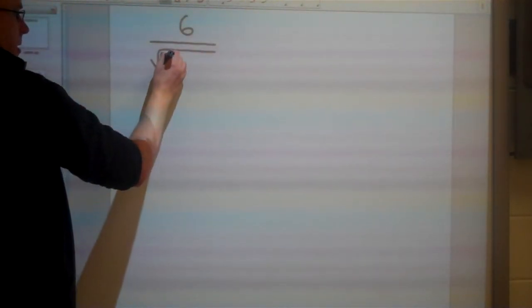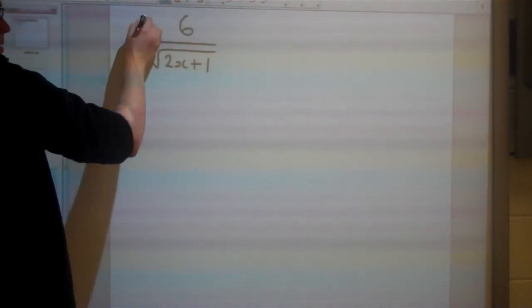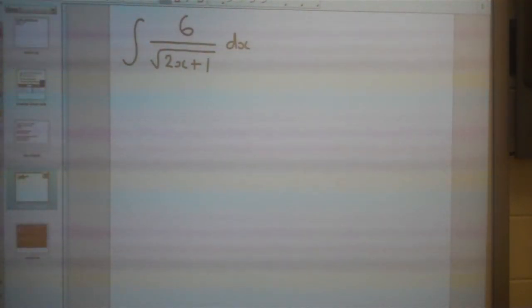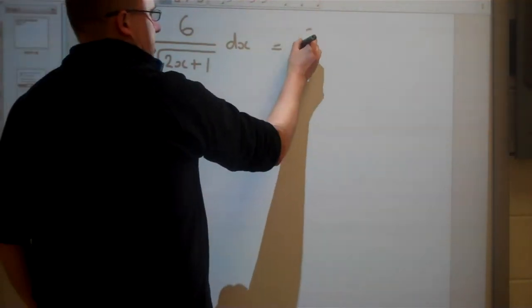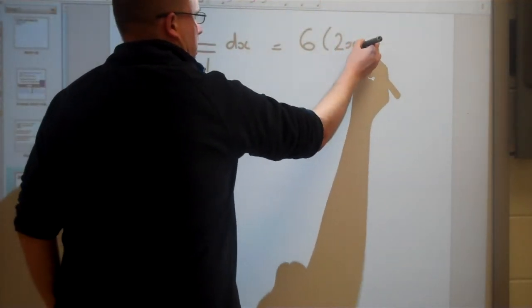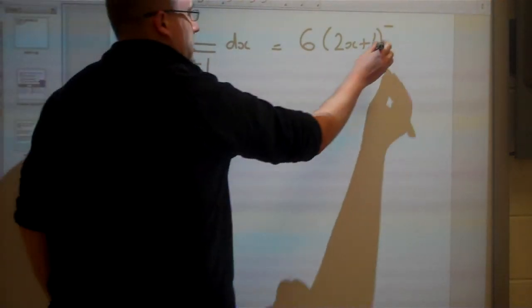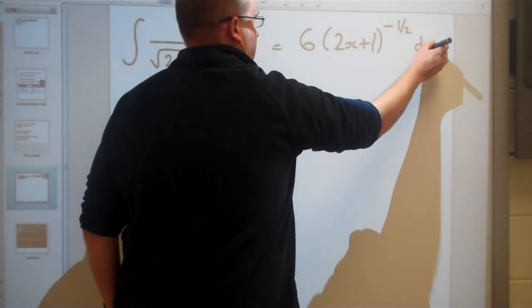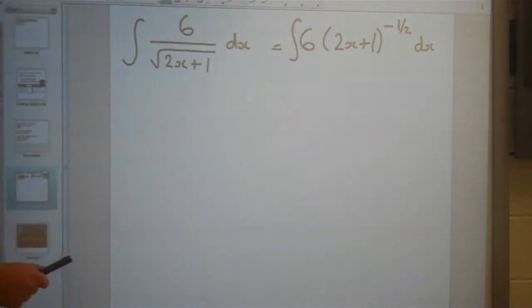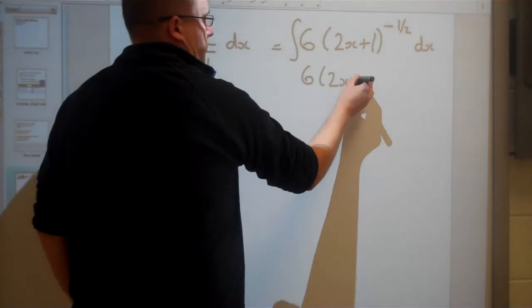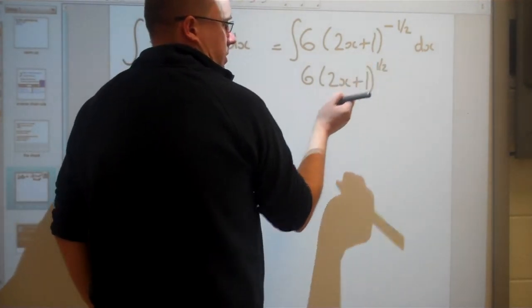Now, questions can get a little more complicated than that as well. So if we were to have a question like this, then first of all we need to think about rewriting this expression. So we could write this as 6 times 2x plus 1. As it's on the bottom of the fraction, that's going to be negative, and as it's a radical, we're going to make that to the power of 1/2. And then if we increase the power by 1, we're going to end up with a half.